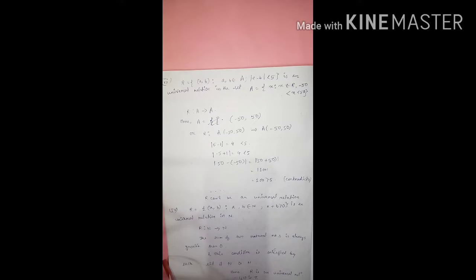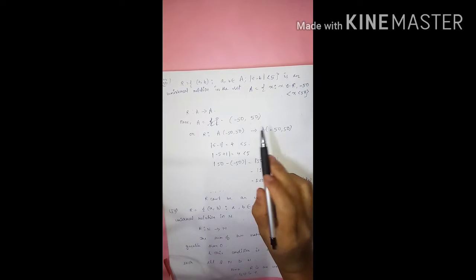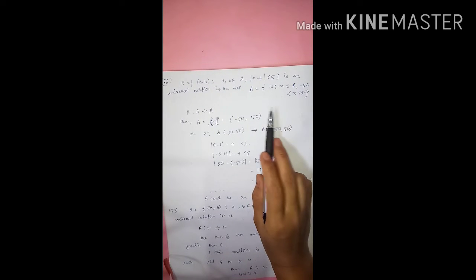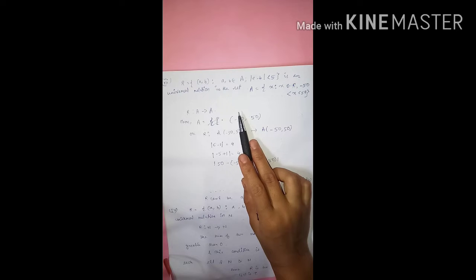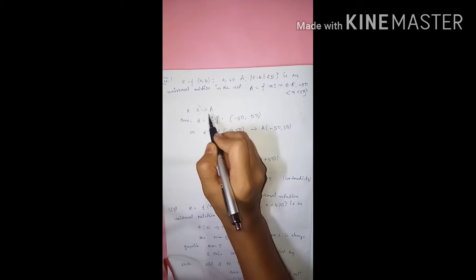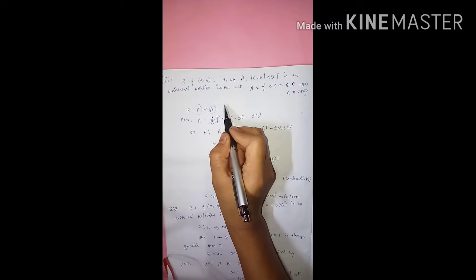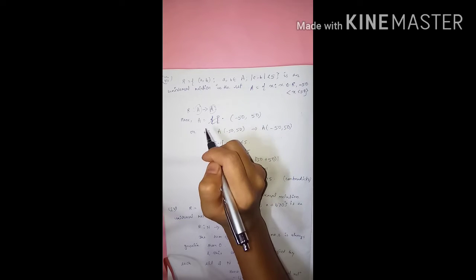So we have to check whether R is a universal relation on the set A. Now, by the definition of universal relation, any element of A relates to each element of A, right? Which is the definition of universal relation.